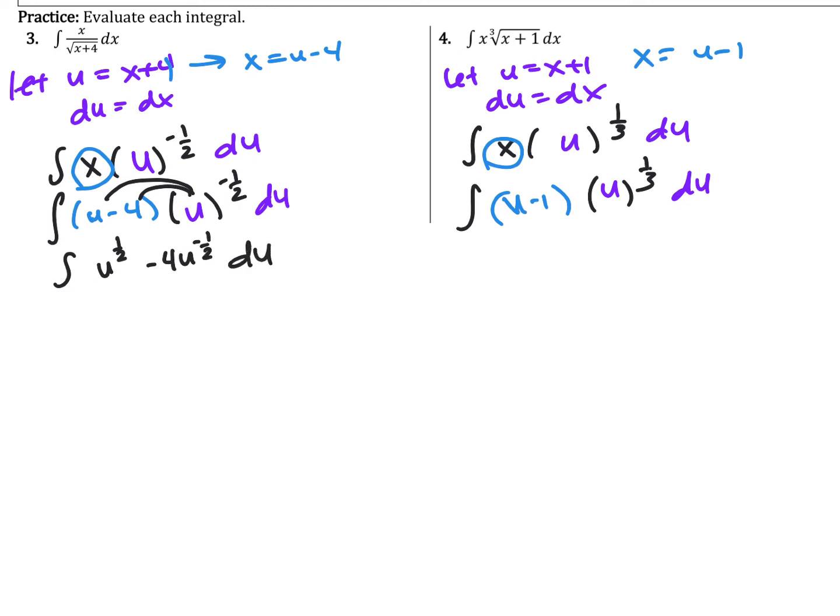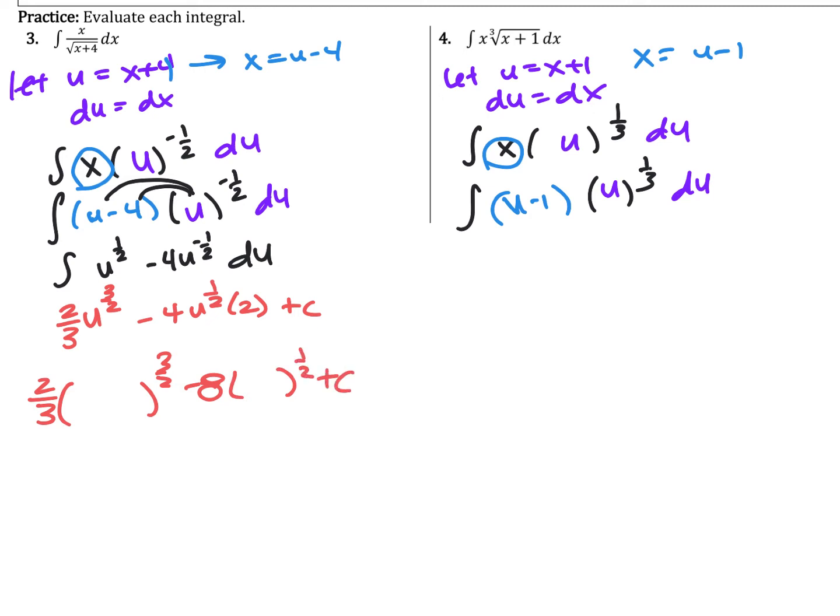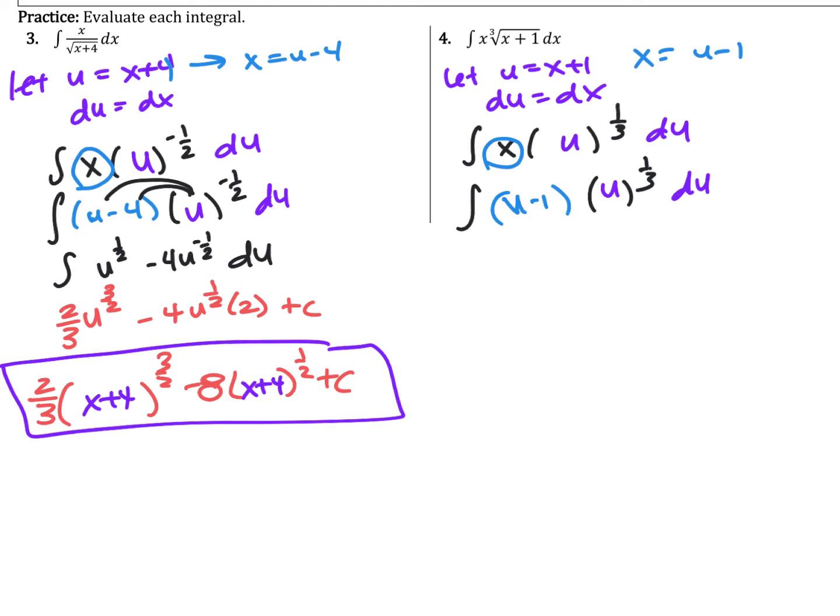And if I integrate that, I'm going to get u to the 3/2 with 2/3 in front minus 4 times u to the 1/2. And I'm going to divide that by 1/2 or multiply it by 2 plus c. And then lastly, I'm going to make sure that I substitute back in what u is, which in this case was x plus 4. And there is my evaluated answer.